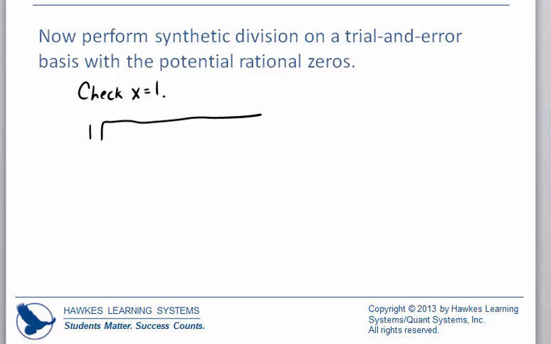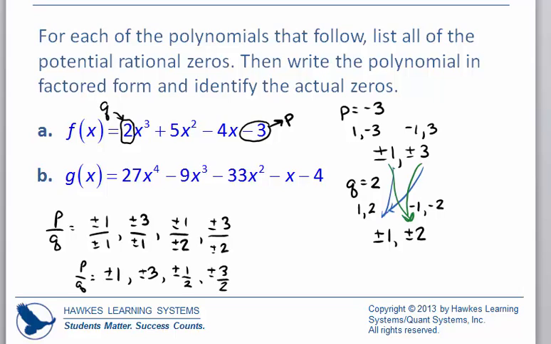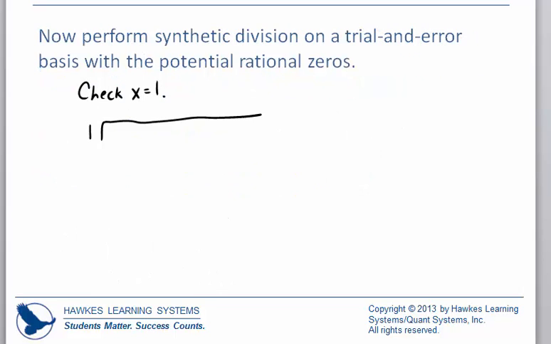We're going to put the coefficients of our problem underneath. So remember, that means we're going to do a 2, a 5, a -4, and a -3. We'll drop the 2 down, and we'll multiply. 1 times 2 is 2, and we add, which gives me 7. 1 times 7 is 7. We add, and that gives me 3. 1 times 3 is 3, and add, and that gives me 0.